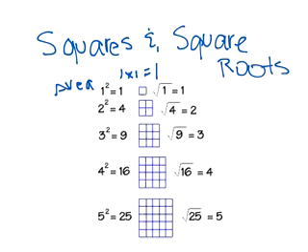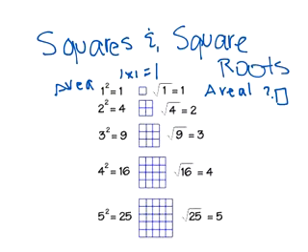Now, this could go backwards, so if they gave me the area, if they said I have a square that has an area of 1, find the side lengths, that's where I'm working backwards, which is where we're dealing with square roots.